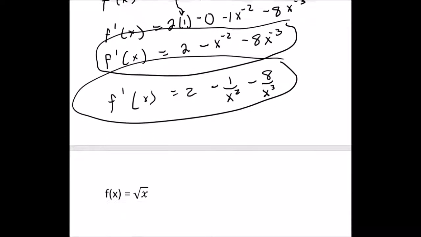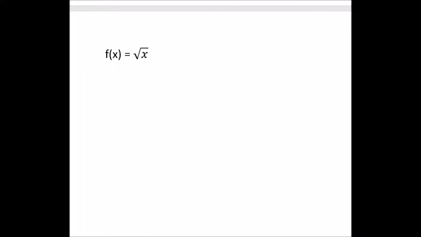All right, so let's try this next one. The derivative of the square root of x. Well, first we have to rewrite it. And the square root of x can be written like this. x to the 1/2 power, right? So we're going to use the power rule. To take the derivative, we're going to bring the 1/2 in front. And then we're going to subtract 1 from it. Well, 1/2 minus 1 equals a negative 1/2.